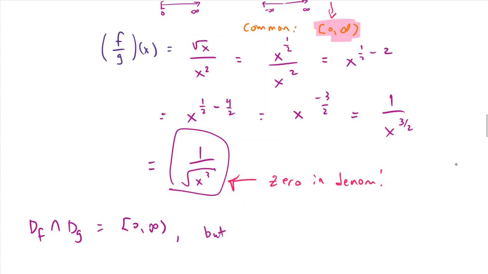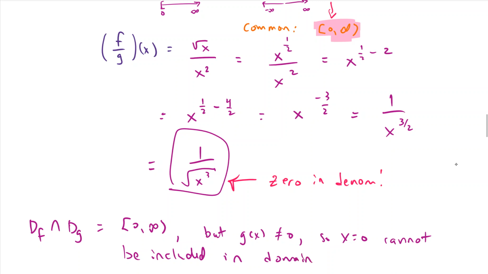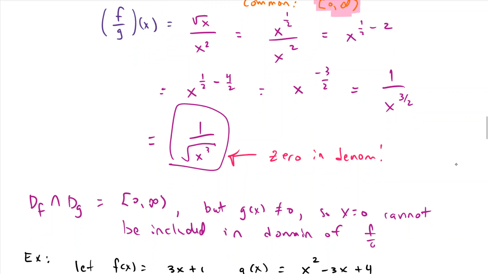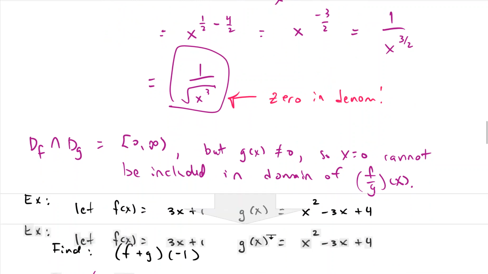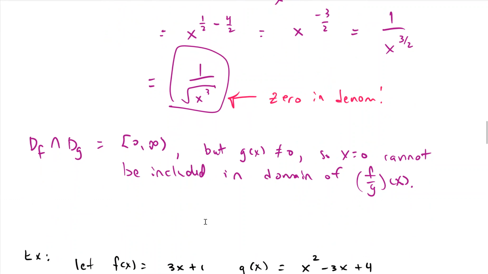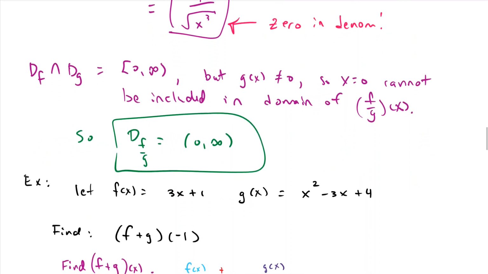But g of x cannot equal 0. So x equals 0 cannot be included in the domain of f divided by g of x. Let's write that right here. So in other words, the domain d of f divided by g is 0 to infinity, with 0 excluded. Perfect, perfect, perfect.